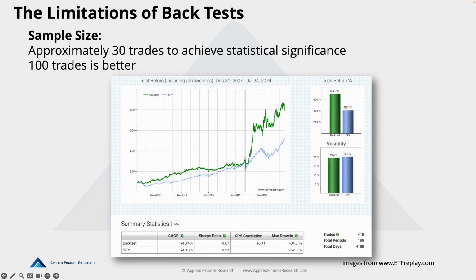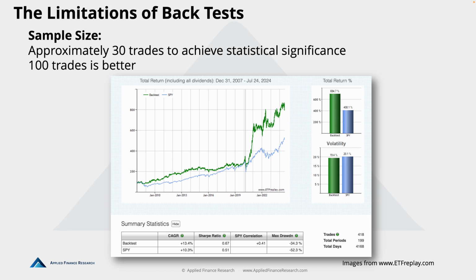So let's take a look at an example backtest. Here the green line is the system performance and the blue line is the performance of the S&P 500. And note that we have 418 trades here. That's more than 4 times what I personally like to see as a researcher.